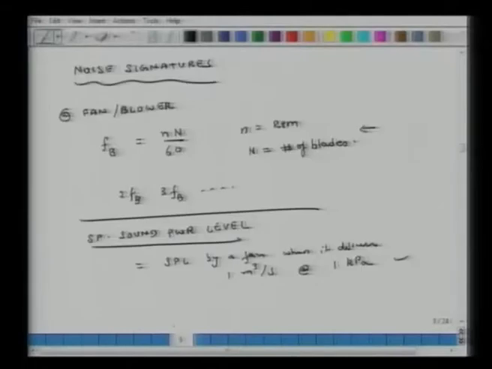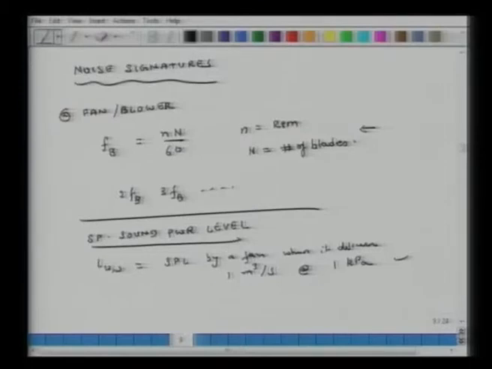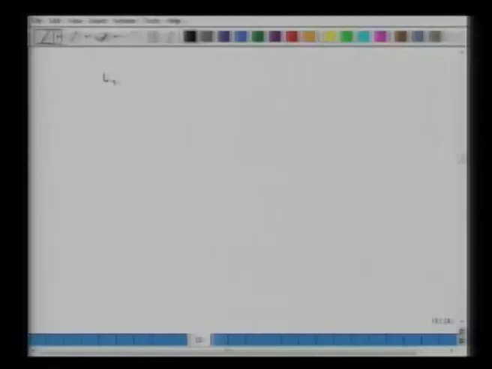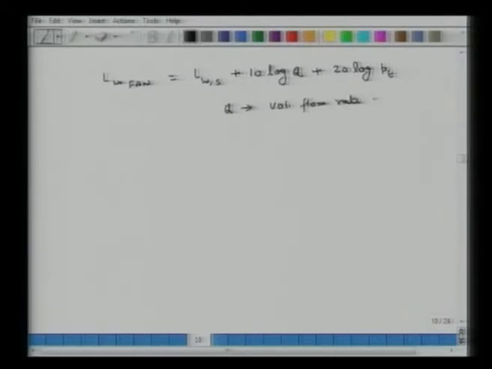Okay, so before that, I will label the specific sound power level as LWS. So if I know the specific sound power level of a fan, and if the fan is running at some other RPM, producing air at some other value, then LW of the fan, which is the actual noise generated, is basically LWS plus 10 log of Q plus 20 log of PT. Q is the volume flow rate in meters cubed per second, and PT is total pressure.